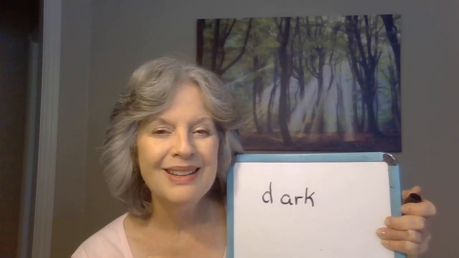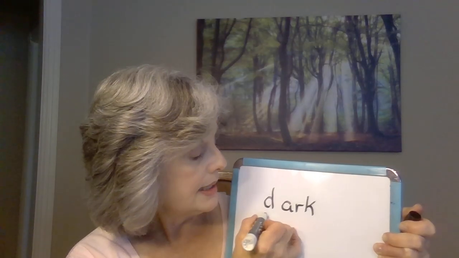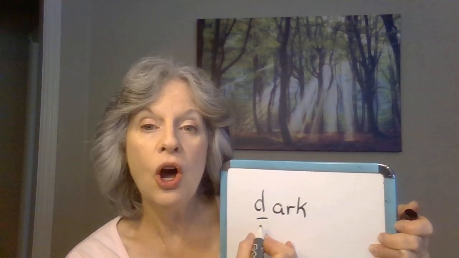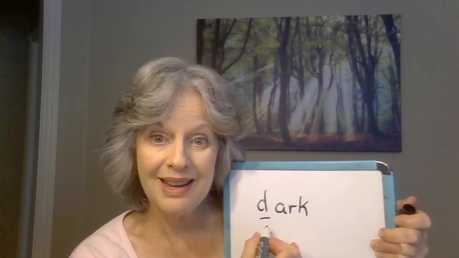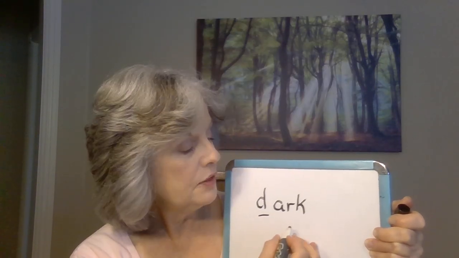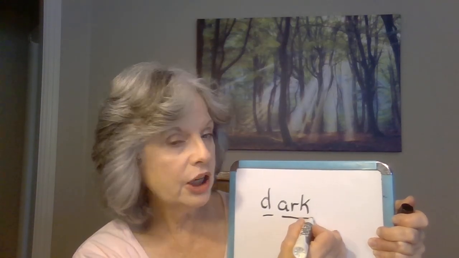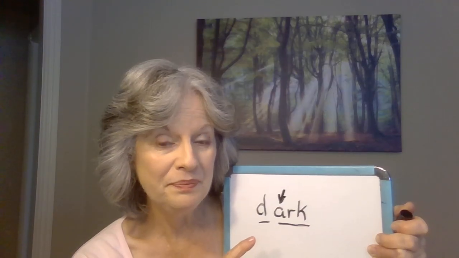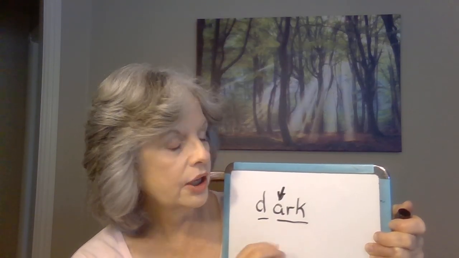All right. So I hear a D at the beginning. And that's called the onset. Can you all say onset? Good. It's the beginning sound. And then the rhyme is ark. Ark. And it has the vowel in it, doesn't it? A is a vowel. Okay, D-ark.